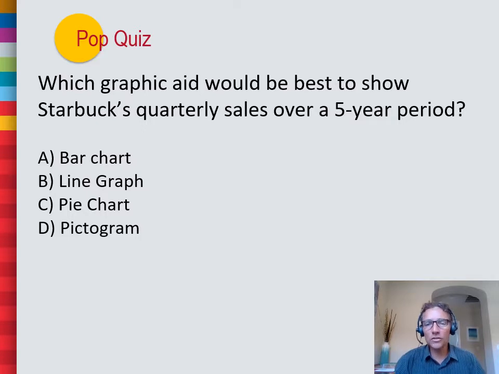Okay, so that's most of this chapter. Just a couple pop quiz questions here. Which graphic would be best to show Starbucks quarterly sales over a 5-year period? Trends over time, sales over time. The answer would be B, a line chart.